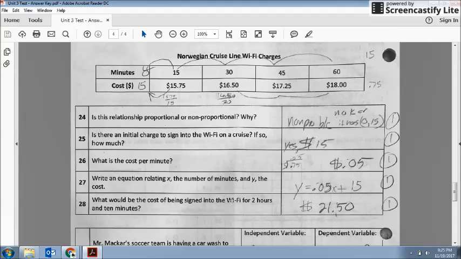And then on 28, it says, if you're going to use the Wi-Fi for 2 hours and 10 minutes, which is 130 minutes, what's your charge? So you plug in 130 into x. You do 130 times 5 cents. You then add 15 to it, and you get $21.50. And each one of these is a problem, so each one of these is worth 2 points.